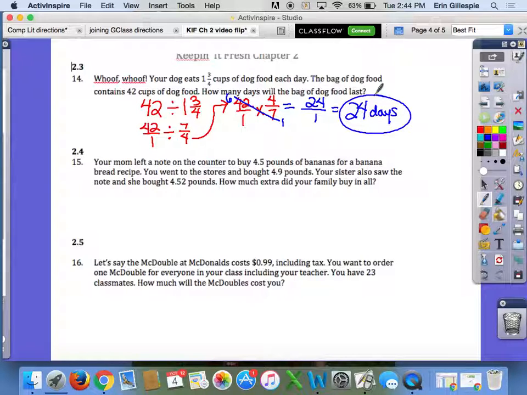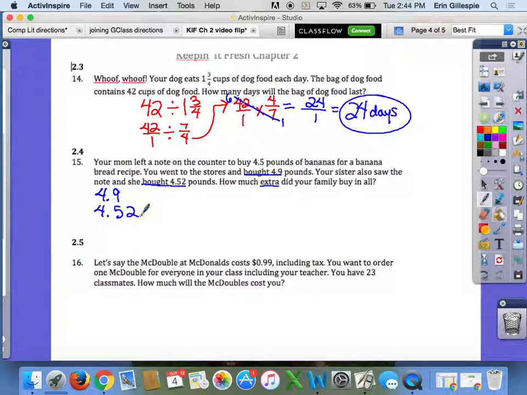So first of all, you need to figure out, well, how many pounds of bananas did we buy? Then you need to figure out how many extra you bought. So, kind of tricky. Well, how many did you actually buy? You bought 4 9/10 and your sister bought 4 52/100. So first you need to add those two numbers. 4 9/10 plus 4 52/100.